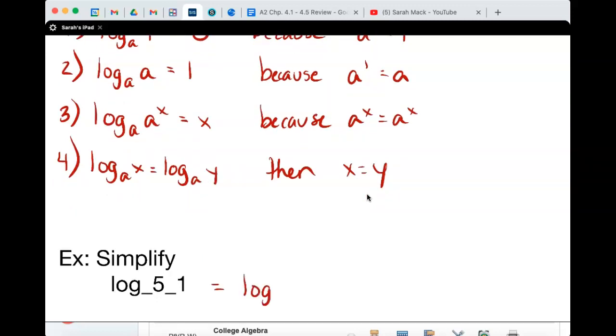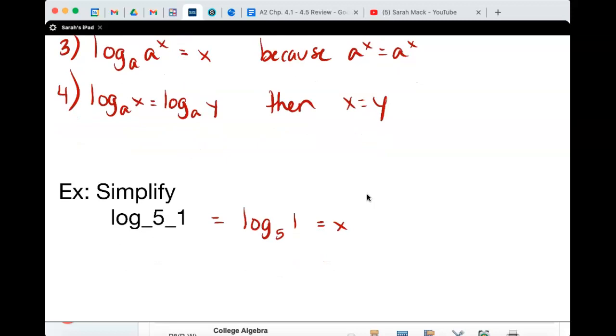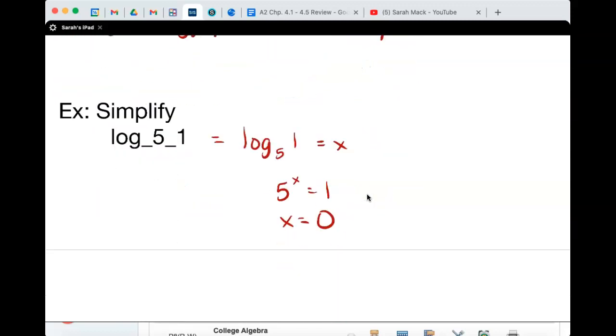So we can use these lovely properties. If you don't recognize the property, we can write an equation. I'm trying to evaluate log base 5 of 1. I could set this equal to x, so that way I could write an exponential. I could rewrite this as 5 to the x power equals 1. So then the x value of log base 5 of 1 is 0. Or we could have used the second property or the first property. Either way.